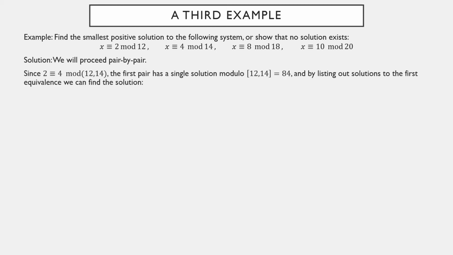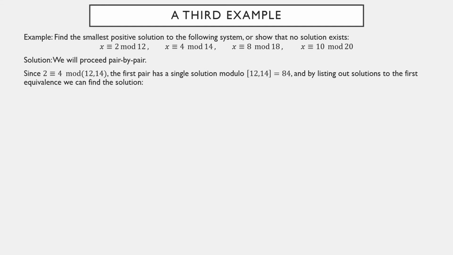2 is equivalent to 4 modulo the GCD of 12 and 14, just looking at the first 2 equivalences. So since that does work out, that first pair of equivalences has a single solution modulo the least common multiple. And the least common multiple of 12 and 14 is 84.